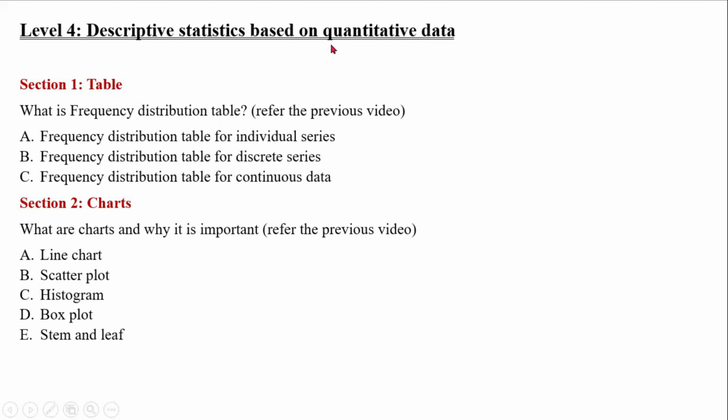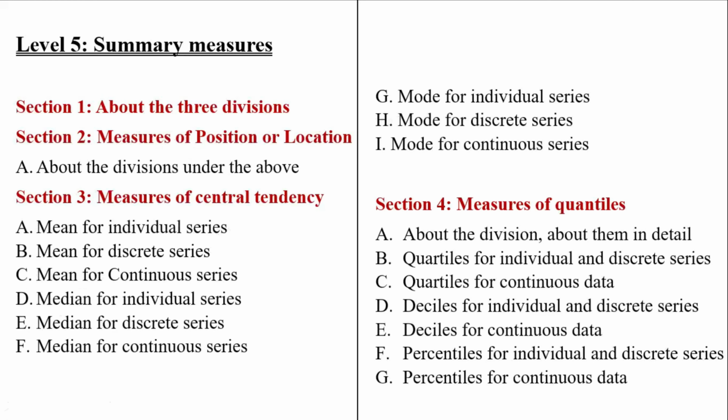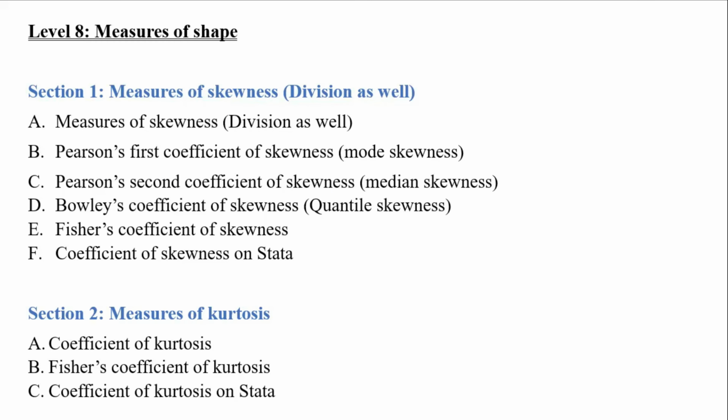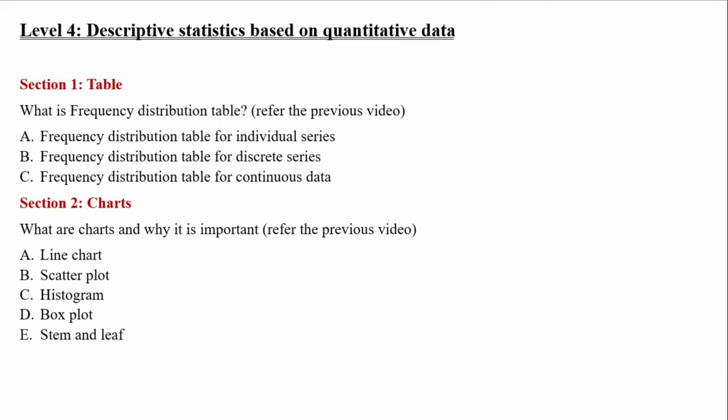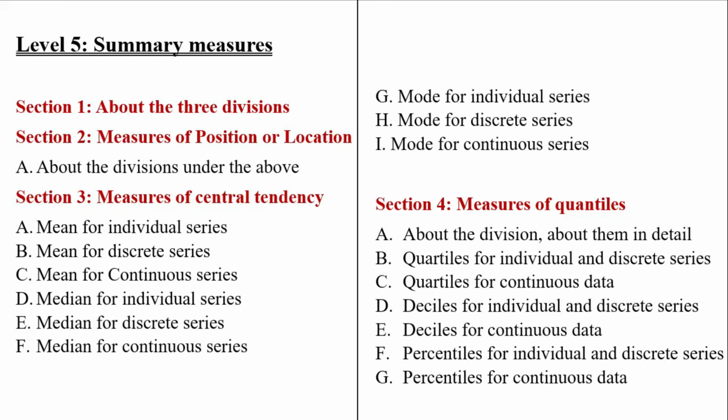And level 4 for quantitative data, but level 4 only covers tables and charts, and the remaining summary measures will be covered throughout levels 5, 6, 7 and 8. Because under Uni-Variate Descriptive Statistics, the summary measures for quantitative data are huge. Yeah, I personally feel that it's huge.